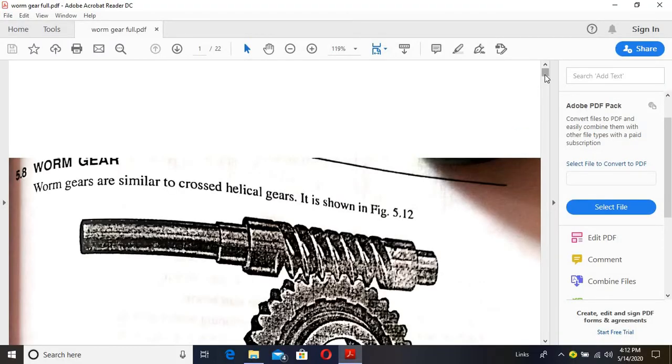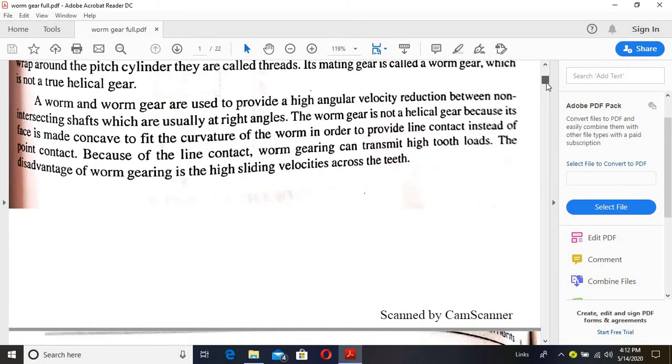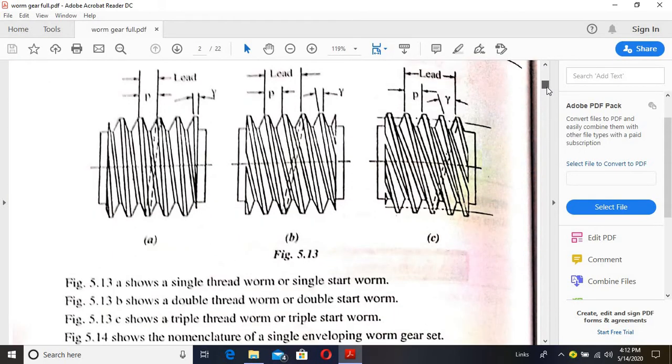So in the last class, we have discussed what a worm is, what the functions of a worm are, what materials are used for the worm, and what the applications and disadvantages of the worm are. Now, see what you are seeing. This is nothing but a worm. So here we can see lead, pitch, and gamma.